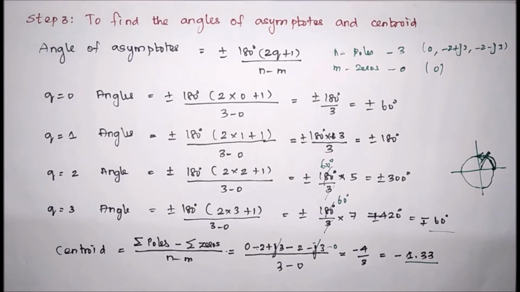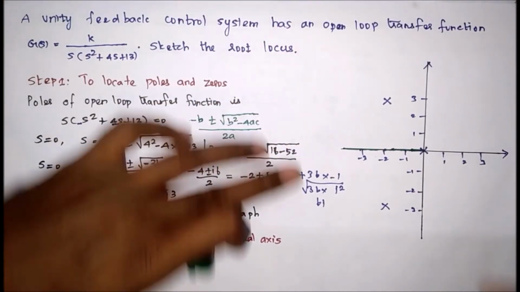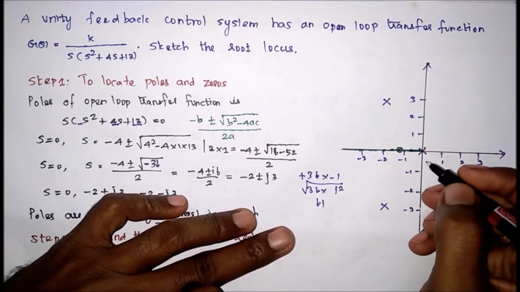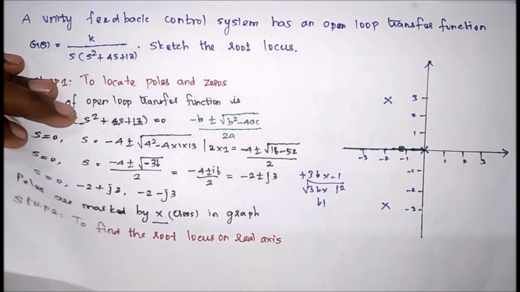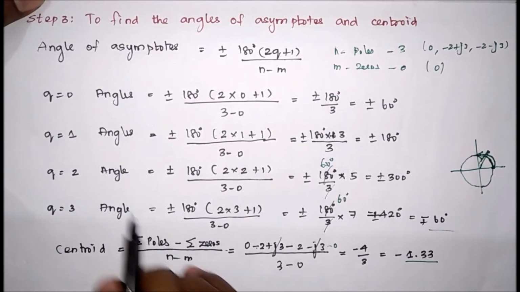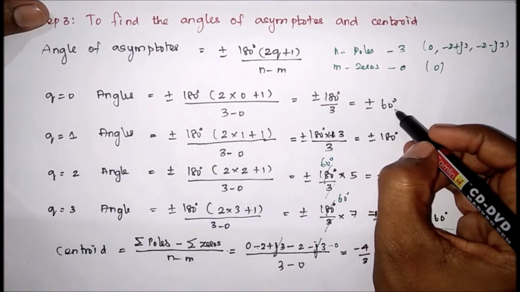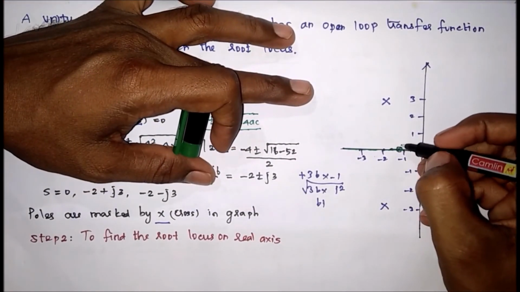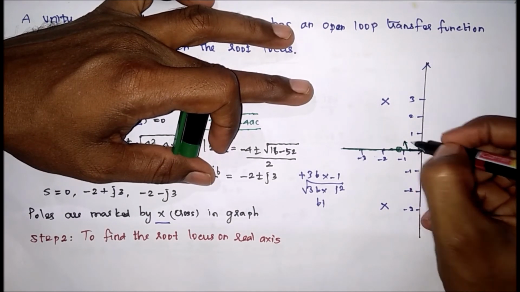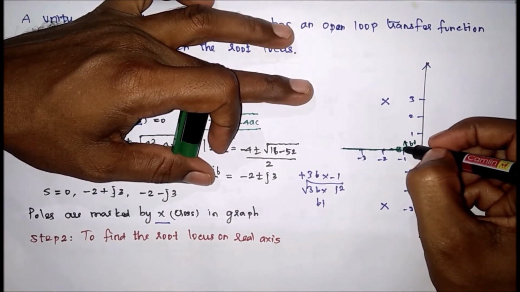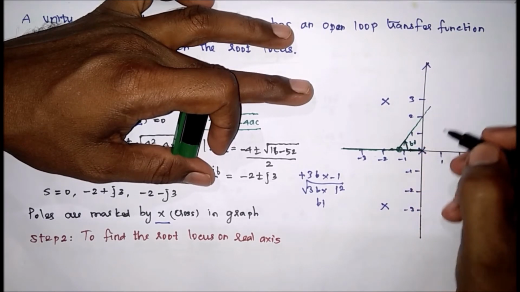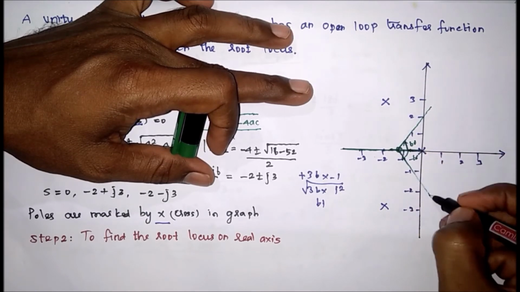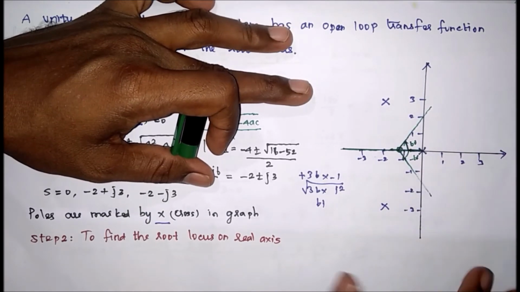Actually, in the ordinary graph, we have to mark the centroid. This is minus 1, so this will be minus 1.333. This is the centroid. Next one is the angle of asymptote. We consider the first finite angles, plus 60 degree and minus 60 degree. From this point we take positive 60 degree and mark it. So this is the asymptote. Then on the negative side, minus 60 degree, so this is the next asymptote. In the ordinary graph, we mark like this.